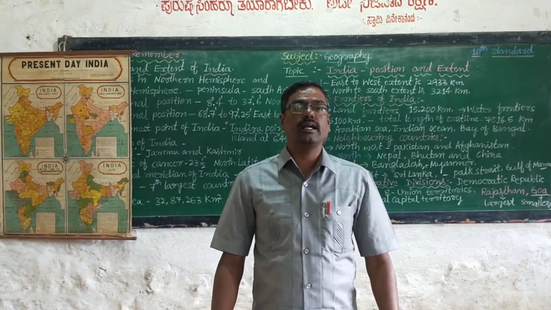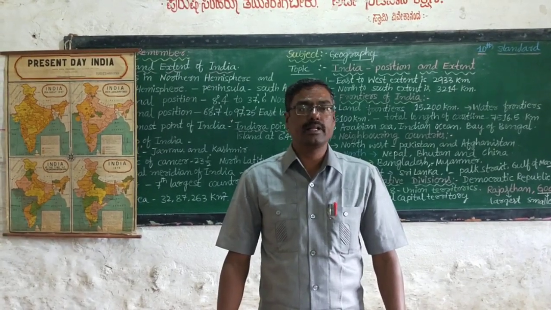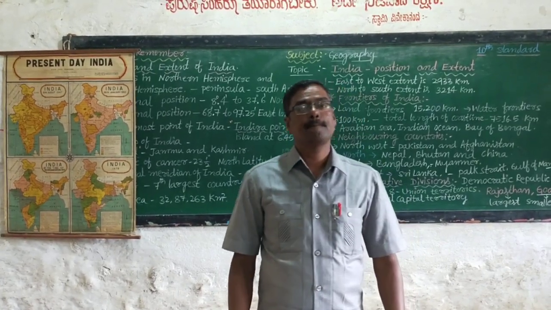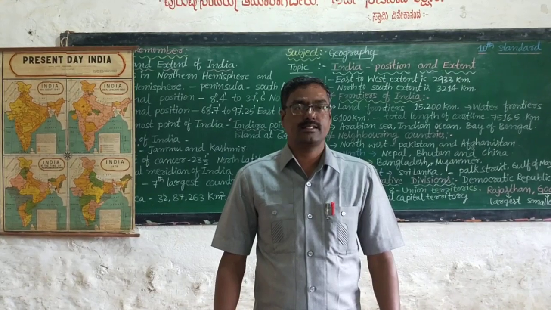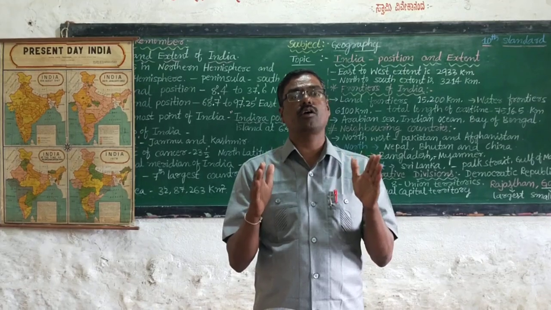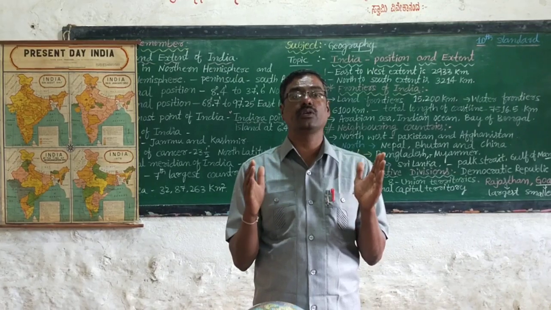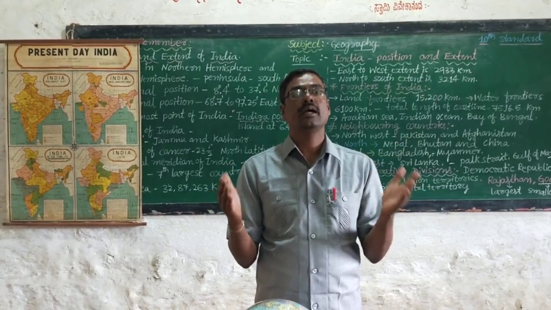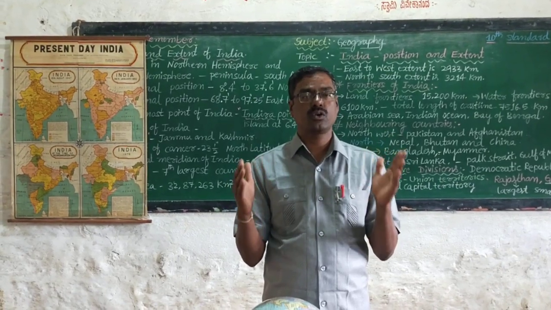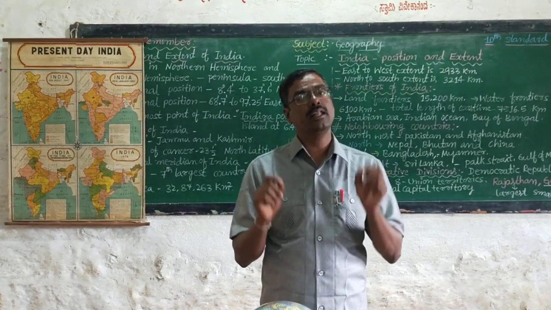Explain the latitudinal and longitudinal position of India. Write the neighboring countries of India. Draw an outline map of India and mark given places. Number 1: A, 23 and half degree north latitude called the Tropic of Cancer. B, 82 and half degree east longitude, the central meridian of India. C, Southernmost point of India. D, Indira Col. Then last one is National Capital Territory.